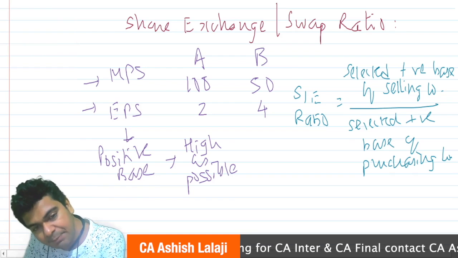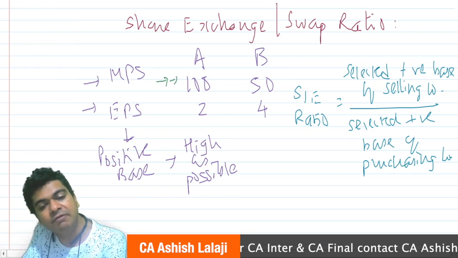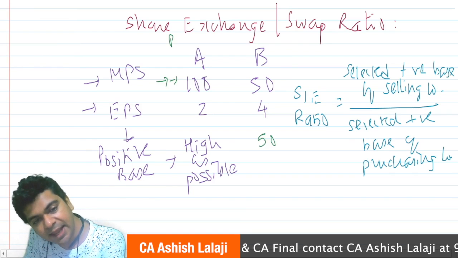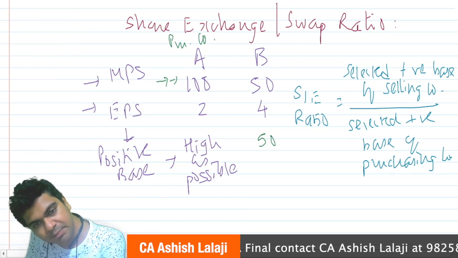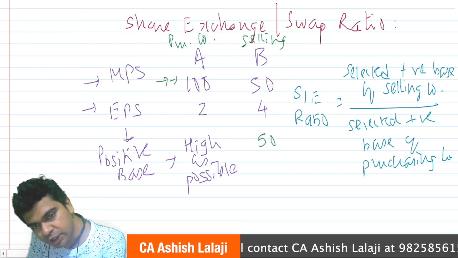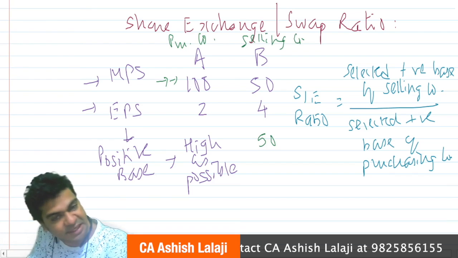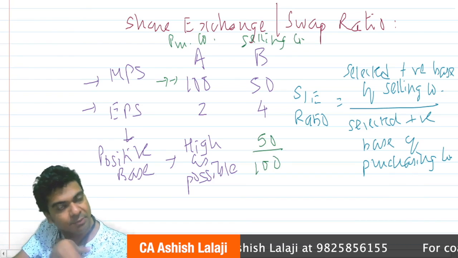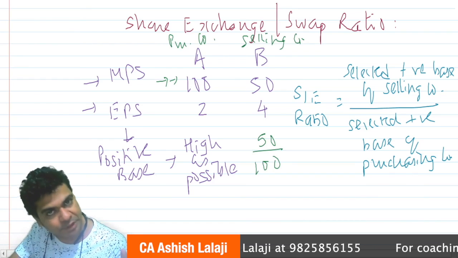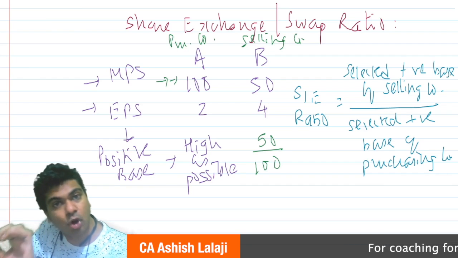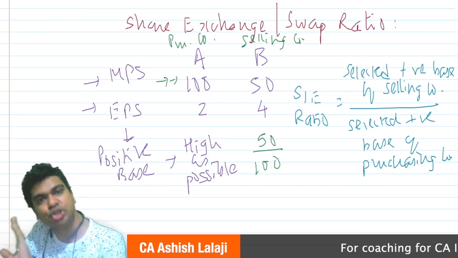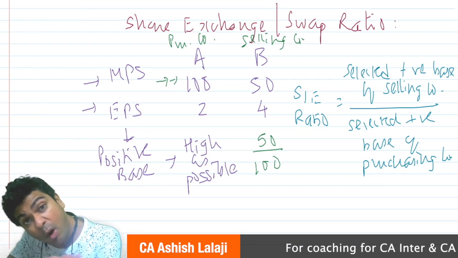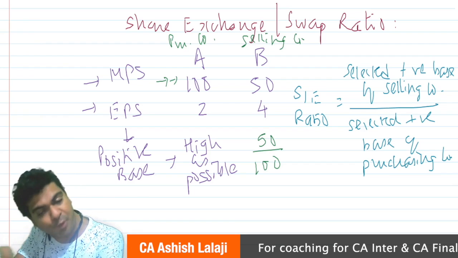If you see the market price per share, we will take the base of the selling company. Let's understand A as the purchasing company and B as the selling company. A wants to take over B. So as you can see, it is 50 divided by 100. I am the purchasing company. My share is trading at 100 rupees per share. You are the selling company. Your share is trading at 50 rupees per share, isn't it? Your company is trading at a lower market price. Obviously, I will give you less number of shares.